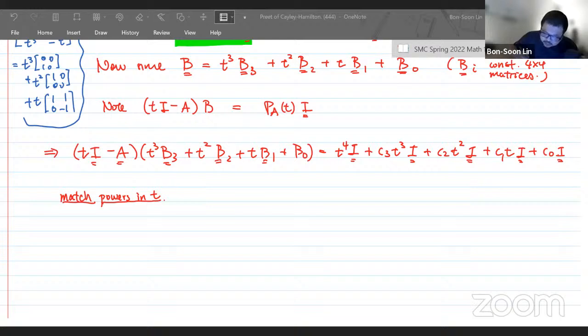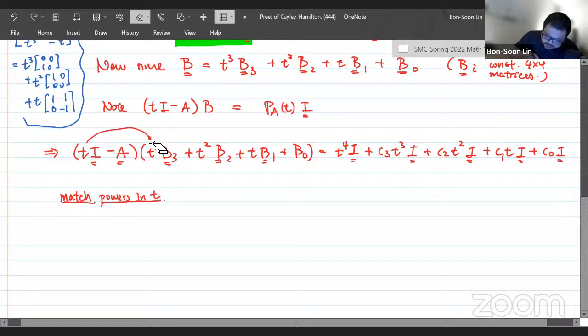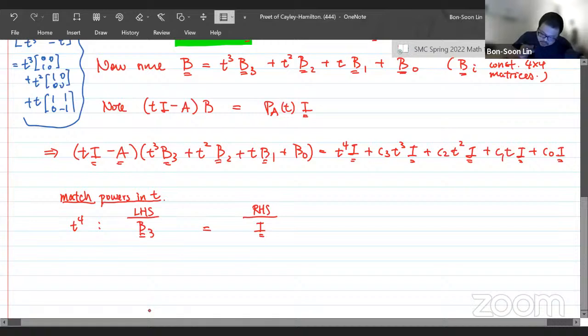So let's match powers in T. What is the highest power in T? We have T here, we have T cubed here, so we have T to the fourth, right? So let's see what kind of things we have at T to the fourth. Okay, I'll make a table, left-hand side and right-hand side. For the left-hand side, T to the fourth is I times B3. And that's it, there's no other T to the fourth. On the right-hand side, we have identity, right? What does that mean? That means B3 is identity, okay?